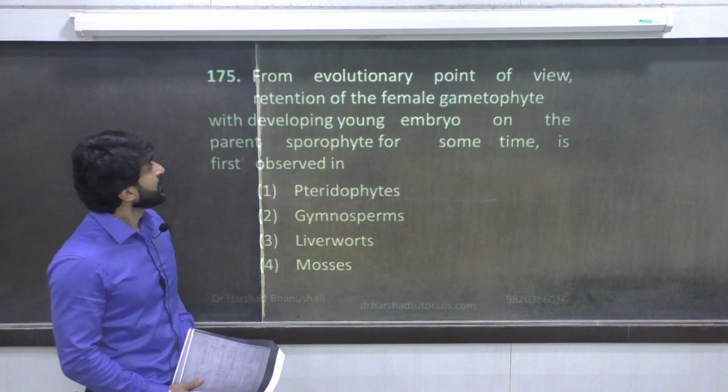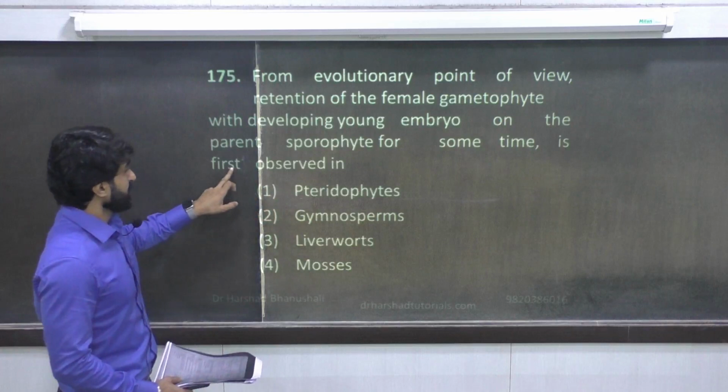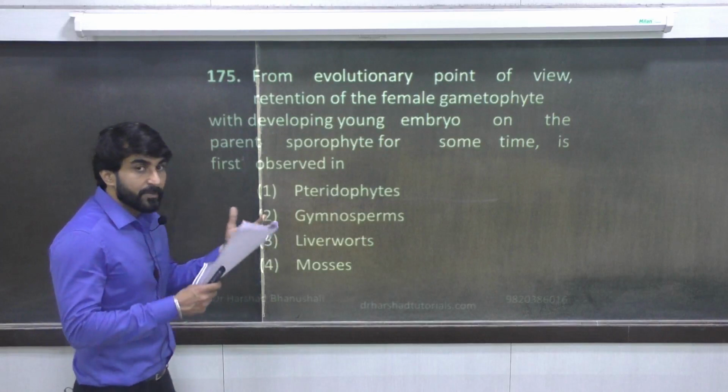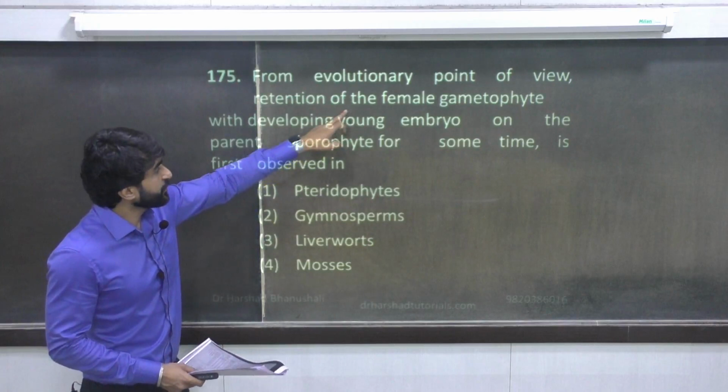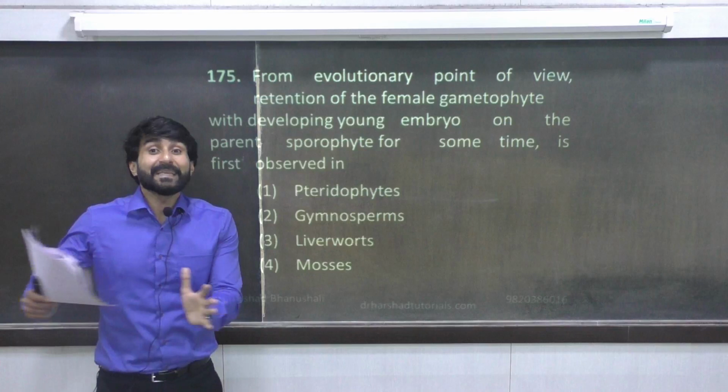175. From an evolutionary point of view, retention of the female gametophyte with a developing young embryo on the parent sporophyte for some time is first observed in... Now, this means the gametophyte is dependent on the sporophyte. A gametophyte dependent on the sporophyte should be gymnosperms, because before gymnosperms, the gametophyte is independent.